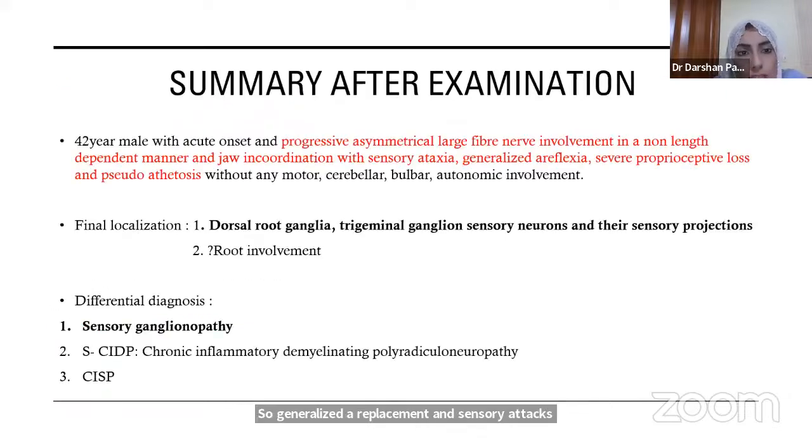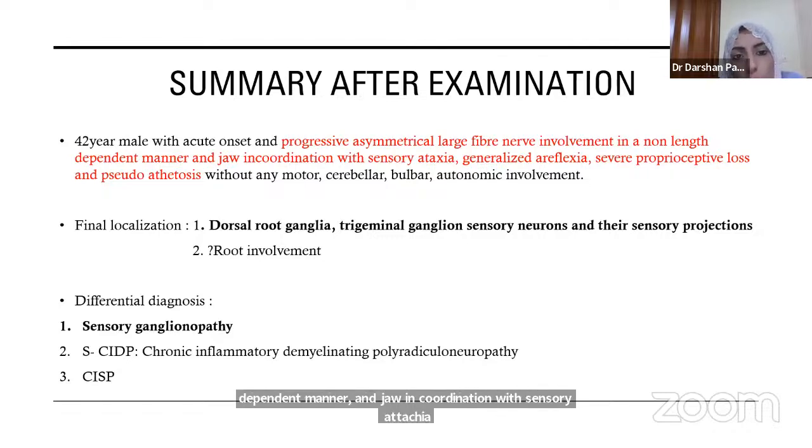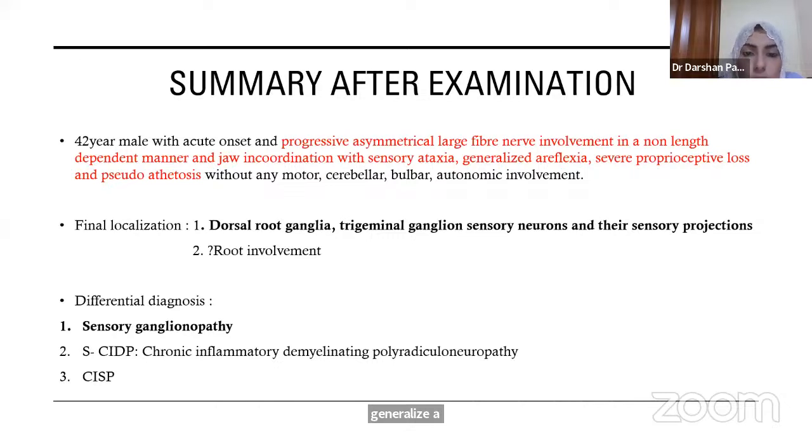So the summary after our examination is a 42-year-old male with acute onset, progressive, asymmetrical, large fiber involvement in a non-length dependent manner, and jaw incoordination with sensory ataxia, generalized areflexia, severe proprioceptive loss, and pseudoathetosis, without any motor, cerebellar, bulbar, and autonomic involvement. So our final localization is the dorsal root ganglia and trigeminal ganglion sensory neurons and their central and peripheral sensory projections.